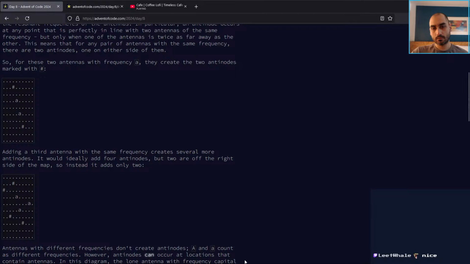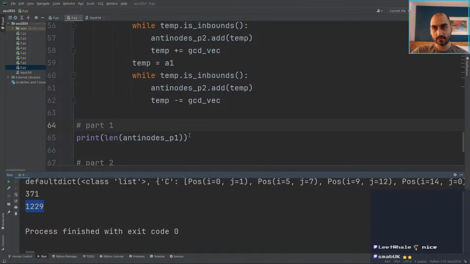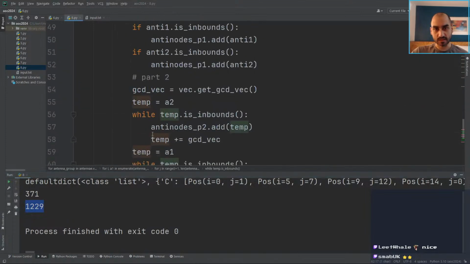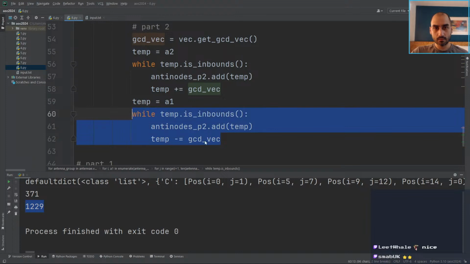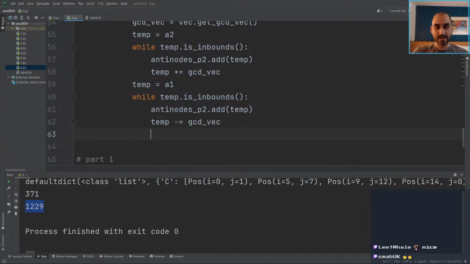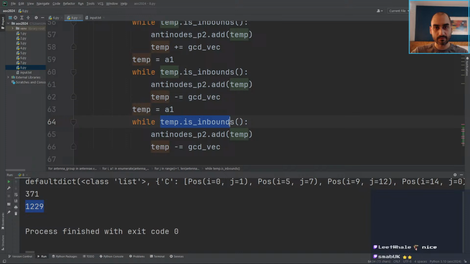So, out of interest, I could just test whether there were any inner vectors. So we could say, just add one more condition here. If I were to code without looking at their examples, if I were to code it based purely on their description, this is what I would have done. I would have said temp equals A1, while temp is in bounds, temp plus equal GCD vec. So that should also include all inners as well, anything in between them.